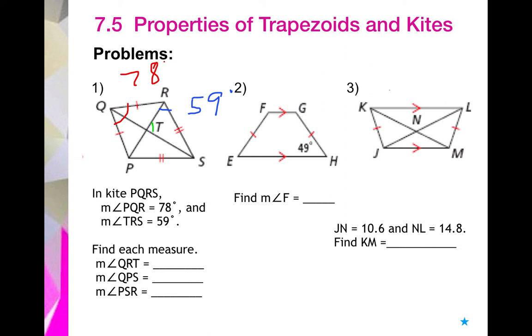And then finally, with this one, we have an isosceles trapezoid. We know that JN is 10.6, so that's this part right here. This part right here. And LN is 14.8. Then you should be able to figure out what KM is, because we know something about diagonals of isosceles trapezoids. And I'll let you figure that out on your own.